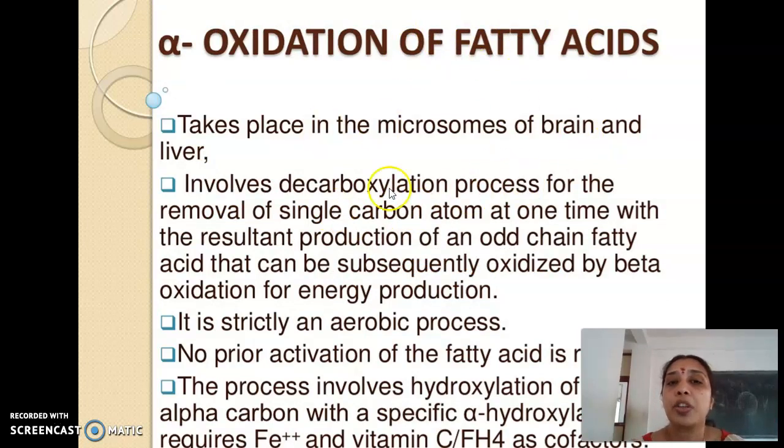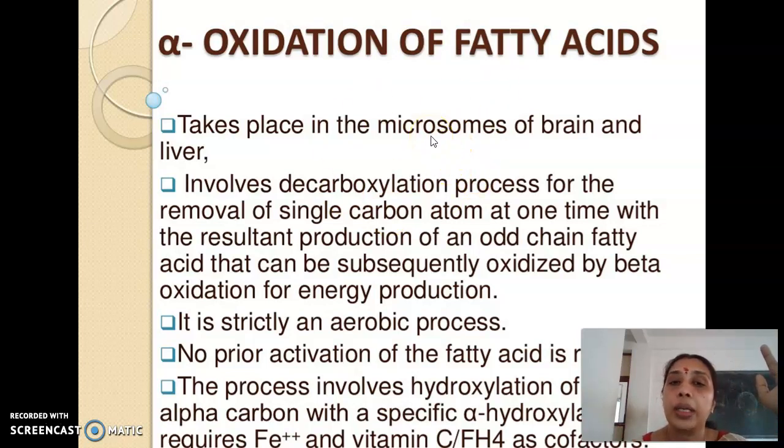It is happening in the microsomes of the brain. If some defect happens in alpha oxidation, it can result in damage of the brain cells, mainly the neurons, right? So it is affecting the brain, and the microsomes are the site. It is the microsomes where the oxidation is taking place, not in the mitochondrial matrix or in the peroxisomes.